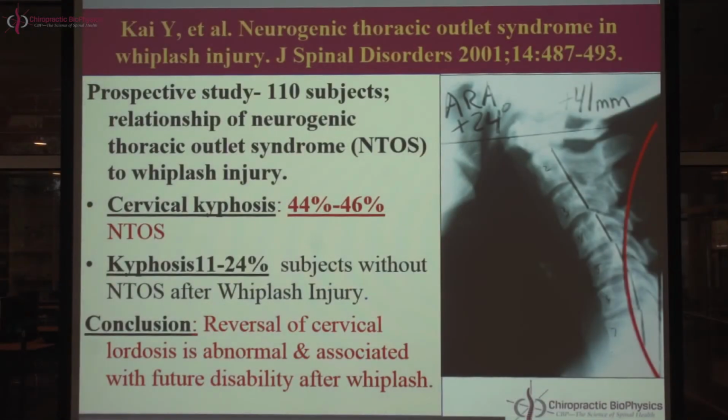So past studies, this one, for example, 2001 Journal of Spinal Disorders, Kai et al. What they did is they looked prospectively at over 100 subjects that were involved in a motor vehicle collision, specifically a rear end impact collision. And what they did is they looked at the ones that were suffering worse than the other subjects. By worse, in this case, neurogenic thoracic outlet symptoms. This is arm dysfunction coming all the way down from compression on the brachial plexus, right?